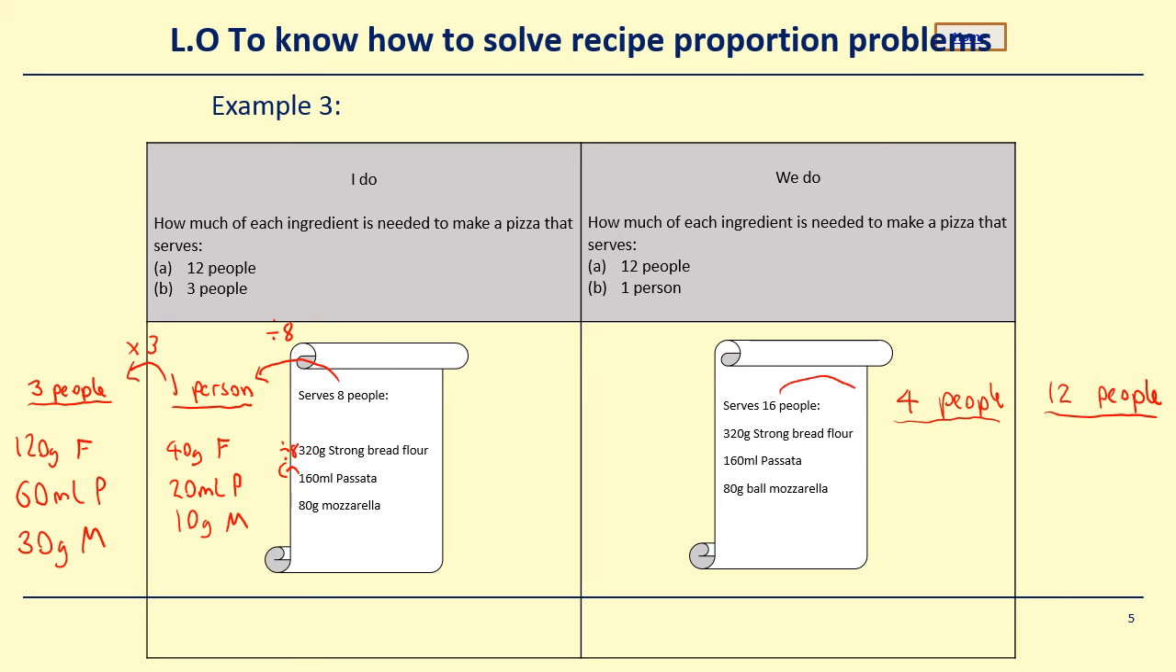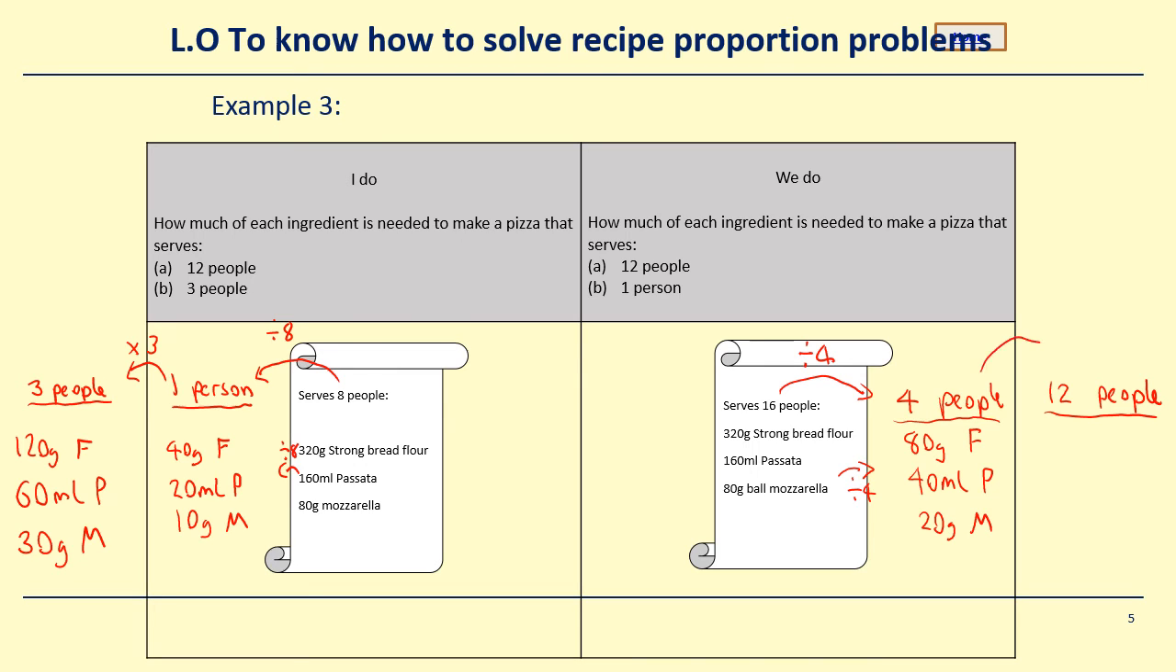So look at the relation between 16 and 4. Obviously 4 is a quarter of 16, so we're dividing by 4. 16 divided by 4 gives 4. So we're also going to divide all of these ingredients by 4 as well. So 320 divided by 4 is going to give me 80 grams of flour. It's going to give me 40 ml of passata, and it's going to give me 20 grams of mozzarella.